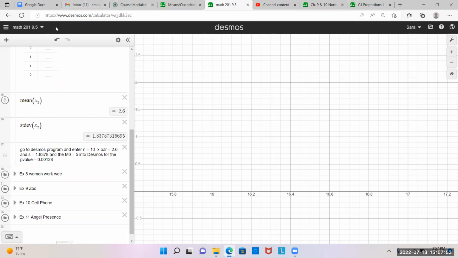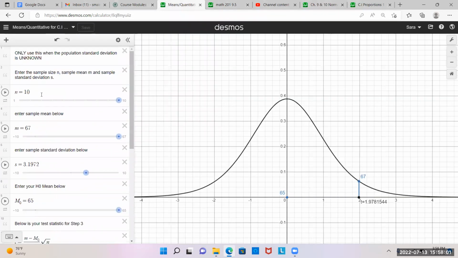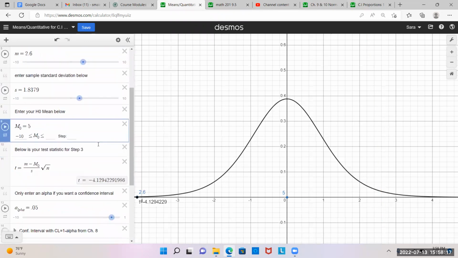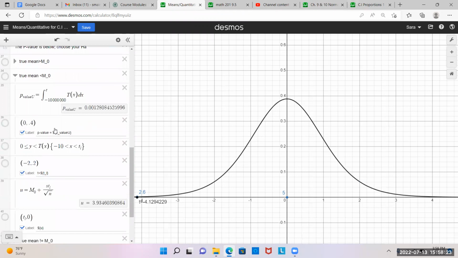To get the p-value, I'm going to show you how I did that. I entered the sample size was 10, the sample mean was 2.6, and the sample standard deviation was 1.8379. From history, we think they were averaging growth of $5 per week. Because it's a less than, we click on the less than, and there's our p-value. So our p-value is right here, 0.0013.